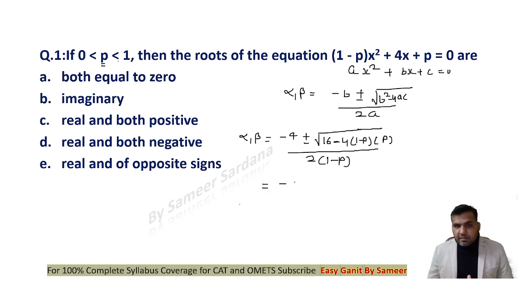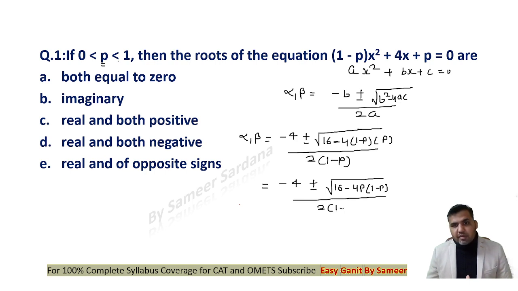Now this is minus 4 plus minus root. You see this, guys, here? This is 16 minus 4p into 1 minus p divided by 2 times of 1 minus p. First of all, check, is the nature of the roots real or imaginary? You see that for that I need to see that the value inside this root has to be greater than 0. That means the discriminant. You see that the value of discriminant here is b square minus 4ac, that is 16 minus 4p into 1 minus p.